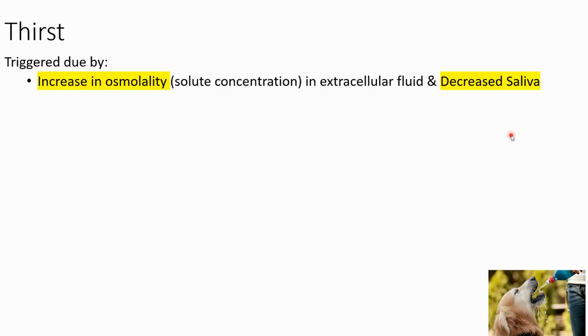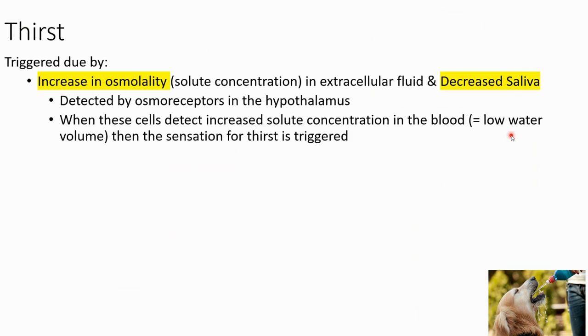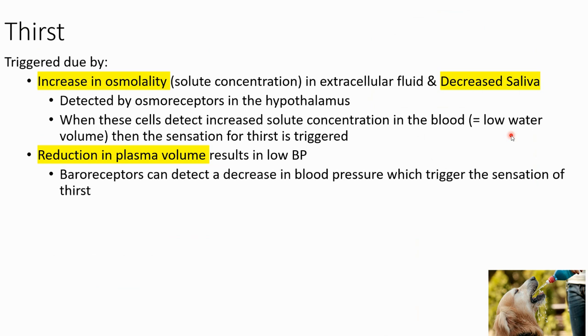Thirst is triggered by, like we said, an increased osmolality, more solute in that extracellular fluid, and will result in decreased saliva. This is detected by osmoreceptors in the hypothalamus. When these cells detect increased solute concentration in the blood, which means lower water volume, then the sensation of thirst is triggered. Also, a reduction in blood plasma, which means low blood pressure.